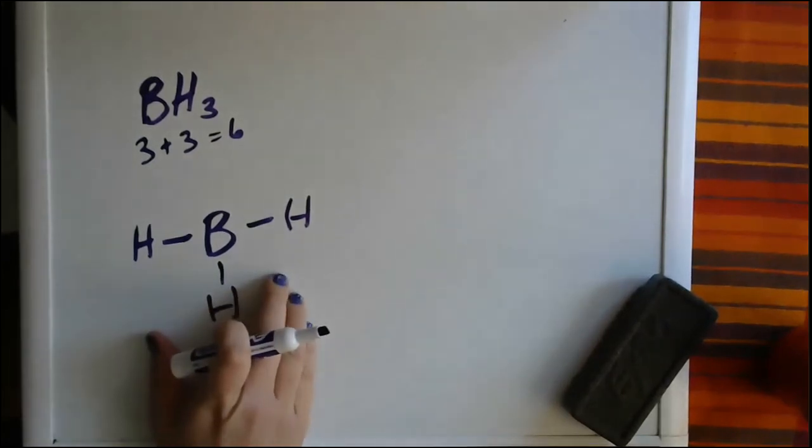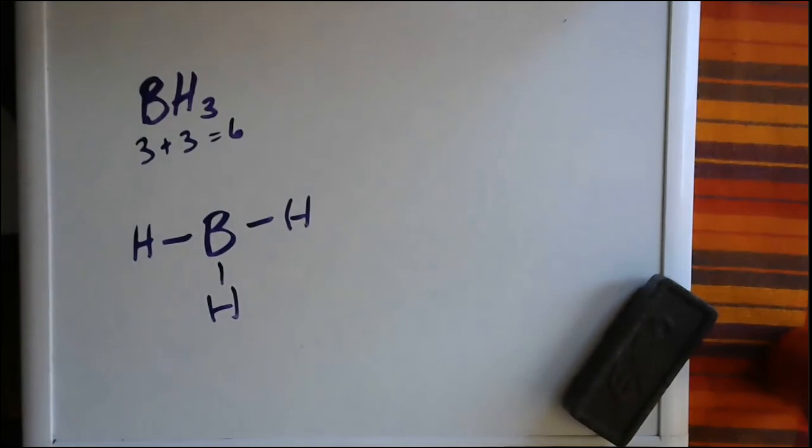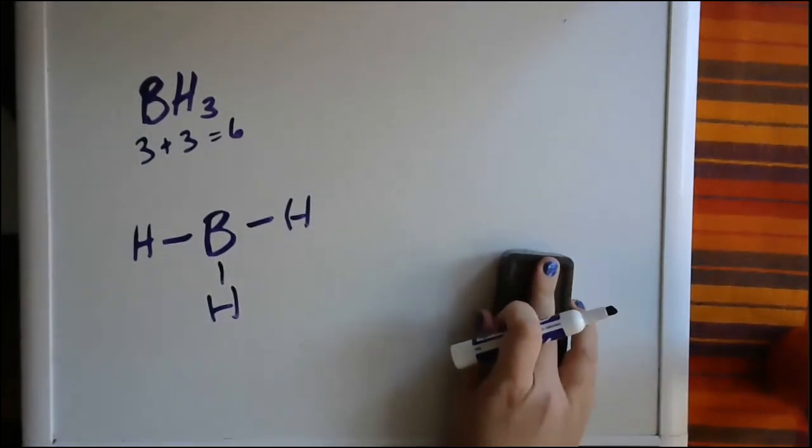This is an example where we would have a shrunken octet or an incomplete octet. Okay, and it does happen with some of the smaller atoms. But there is nothing we can do about that because we don't have enough electrons to make anything else happen anyway.